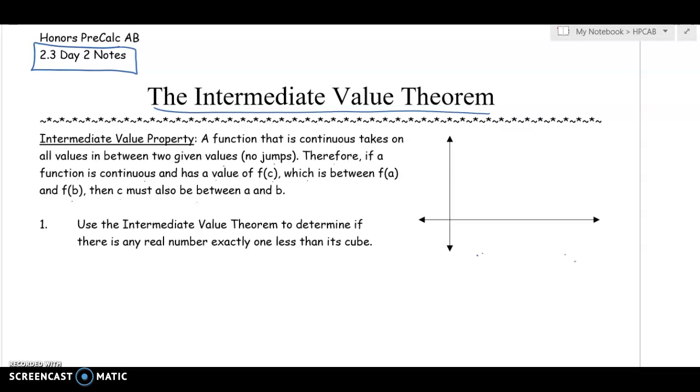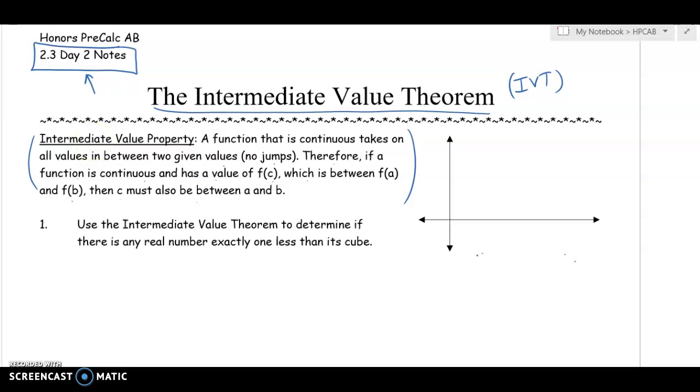Precalc, we are moving on to the second day of 2-3. You can find these notes on Canvas, print them out, or do them on your own paper. We're going to talk about something called the intermediate value theorem, or IVT. I'll read this and then I'll explain it, and hopefully by the end of the notes it'll make more sense.